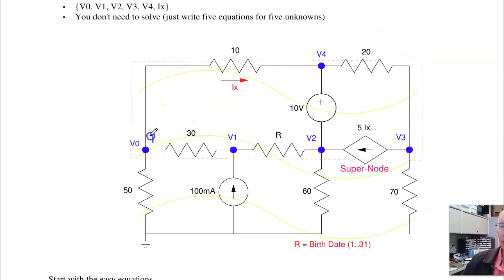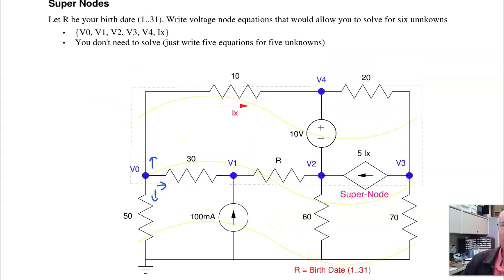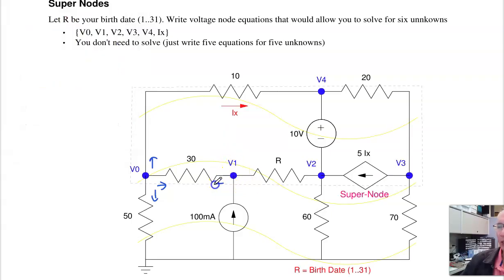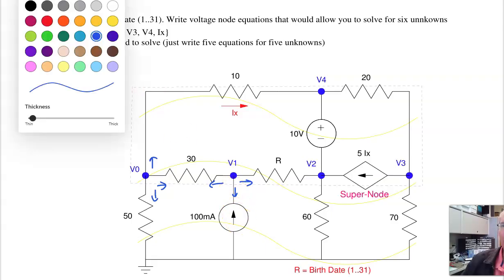I can do node 0: current up, current down, current right equals 0. That's my third equation. Fourth equation, I can do V1: current left, current right, current down equals 0. Here the current down is minus 100 milliamps.